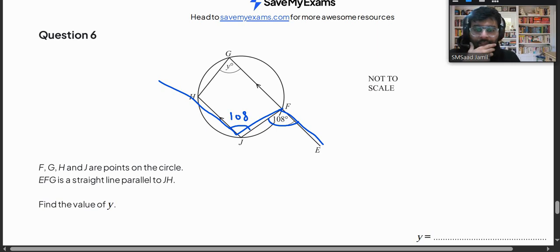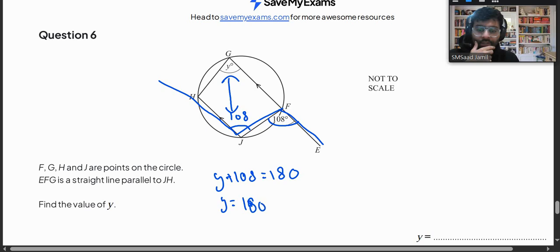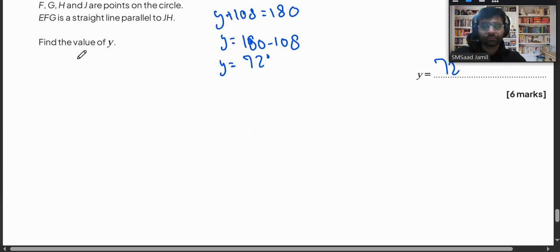Okay. And now if you look at it, these 2 angles are opposite, which means y plus 108 is equals to 180. Y is equals to 180 minus 108. Y is equals to 72 degrees. Alright. So now we are done with the first series of questions.